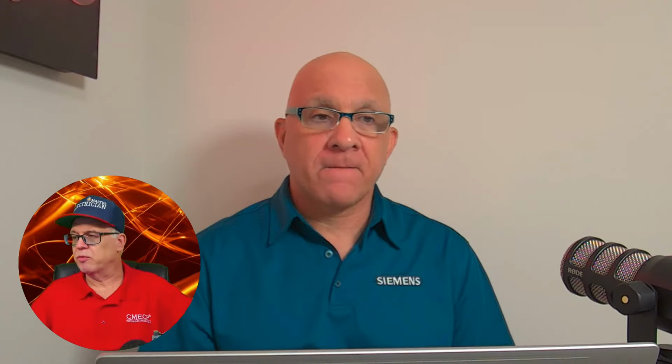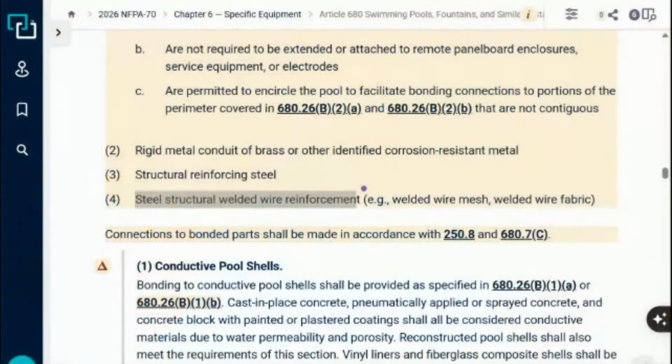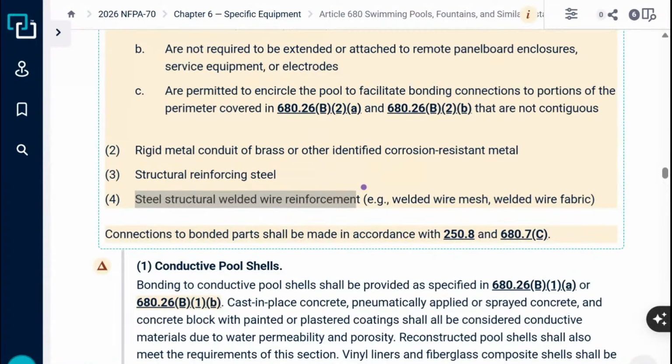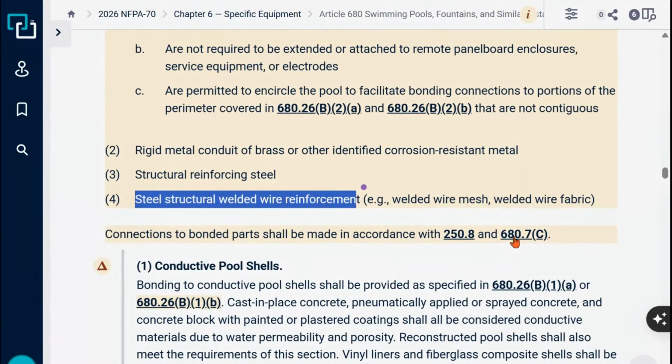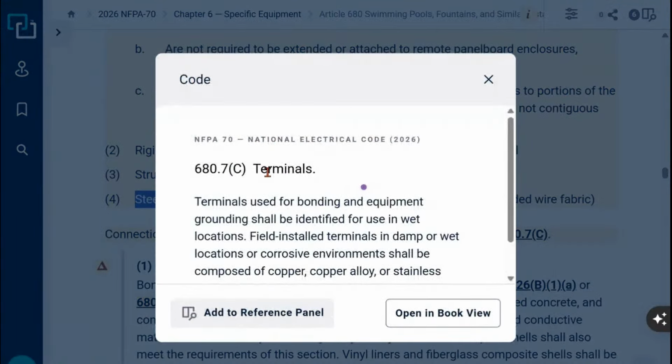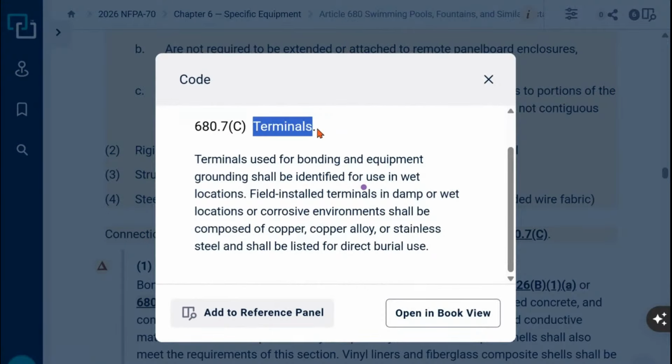So you have different options here to interconnect all these parts that need to be bonded together. At least you're given some options, and then the code ultimately will also say that the connections to bonded parts shall be made in accordance with 250.8. That is our list in 250 of the different types of terminations. And of course, 680.7(C). That's just a reminder that the terminations have to be designed for direct burial use, that they are wet location rated.